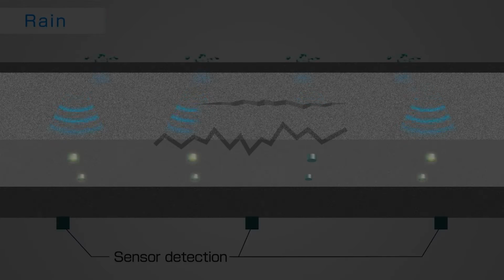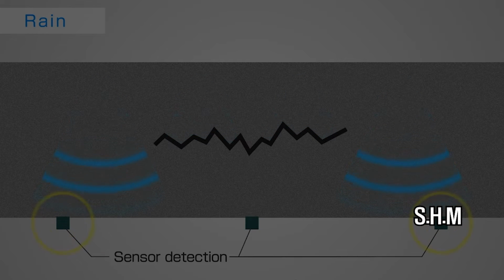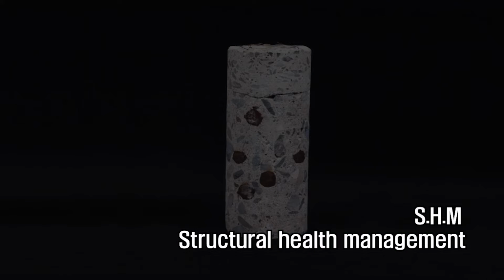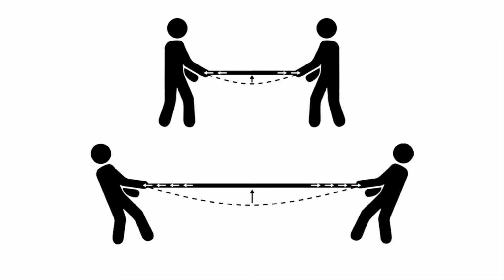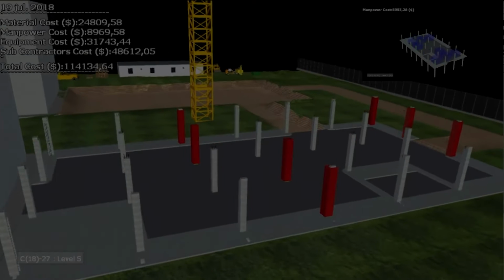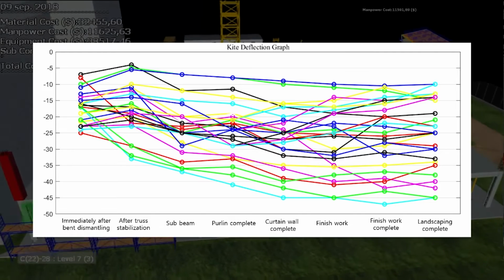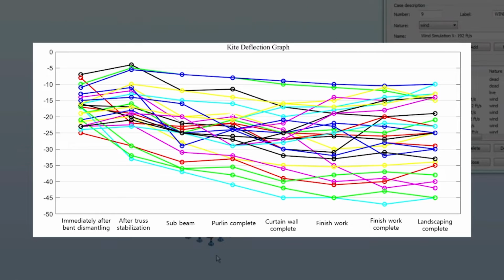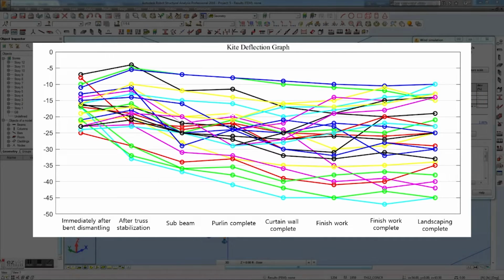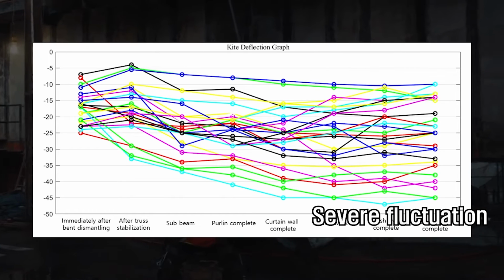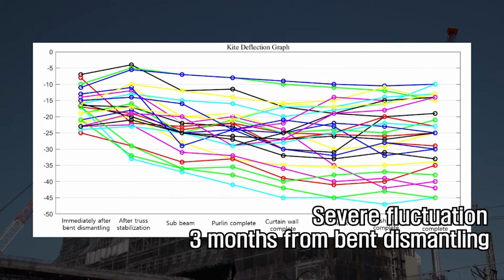The constructor actively introduced SHM, which refers to Structure Health Management, as part of their smart construction. And the tension and deflection of the structure were reviewed through a BIM simulation and checked in real time through a tensioner and a temporary strain gauge. They analyzed additional loads that occurred at each construction stage of the building, and the result showed that there was a severe fluctuation for about 3 months from the time of the band dismantling to the stabilization of the structure.